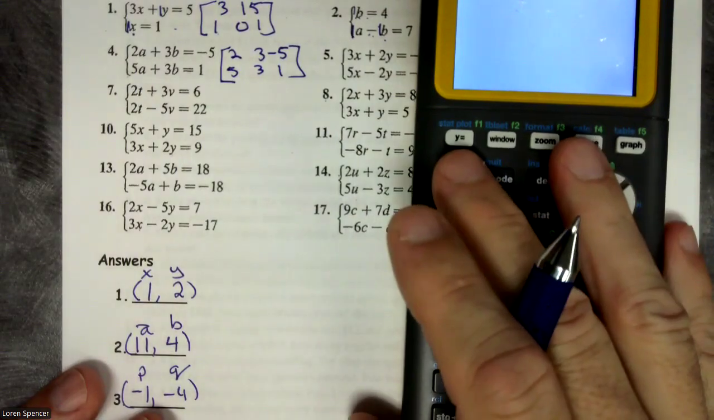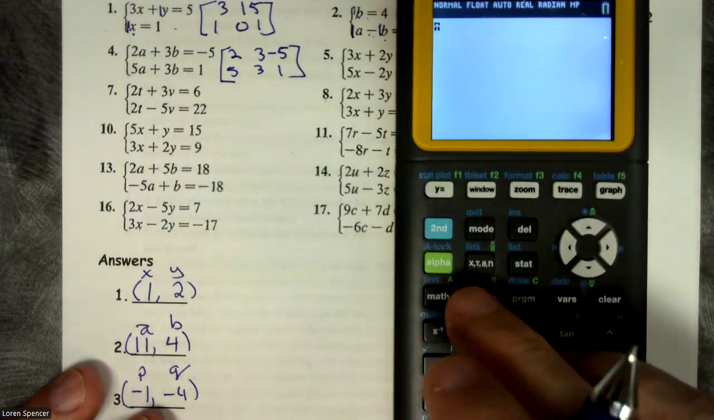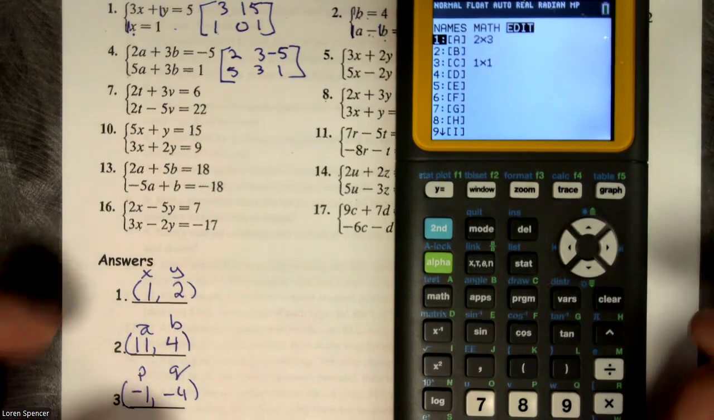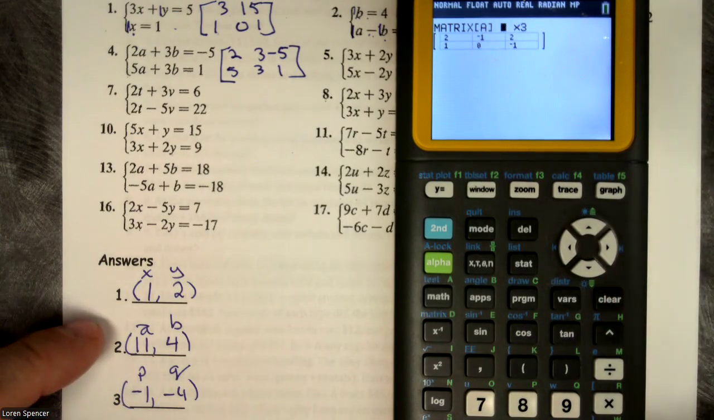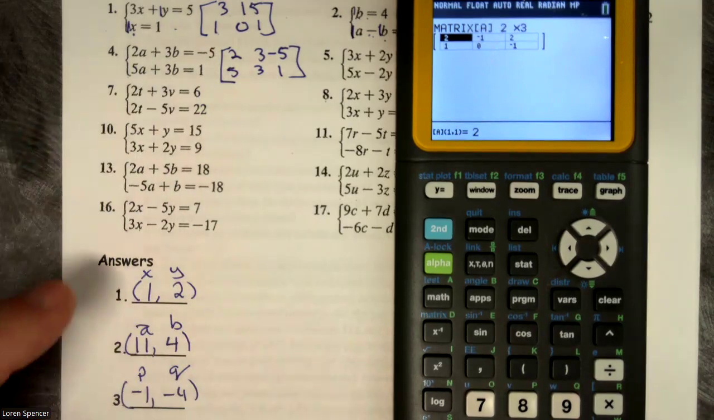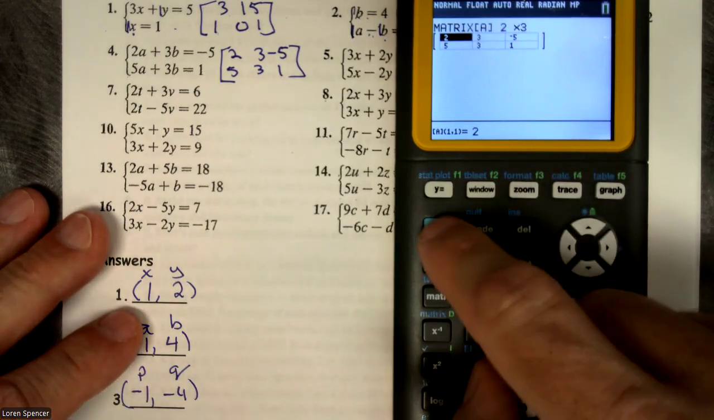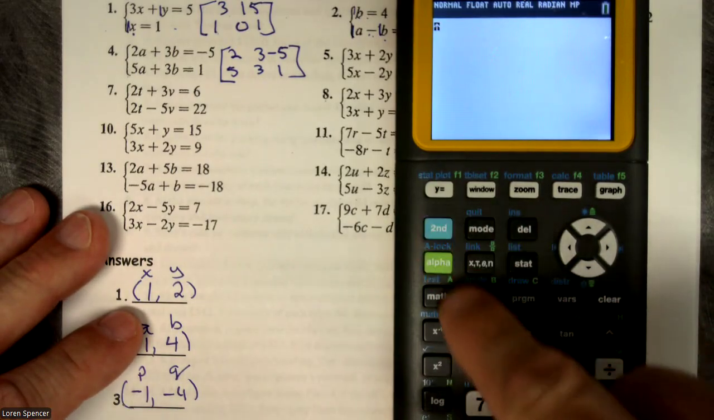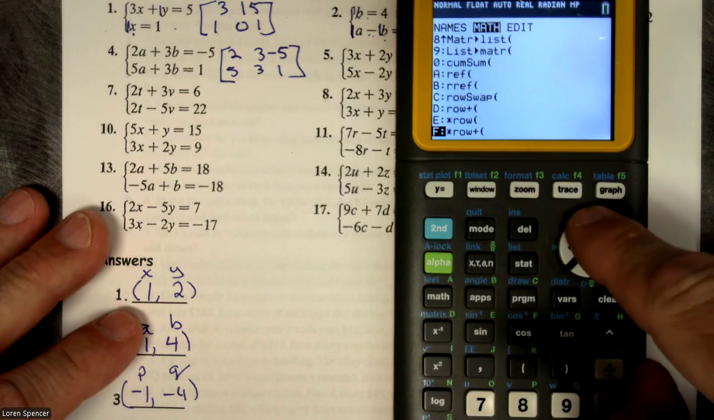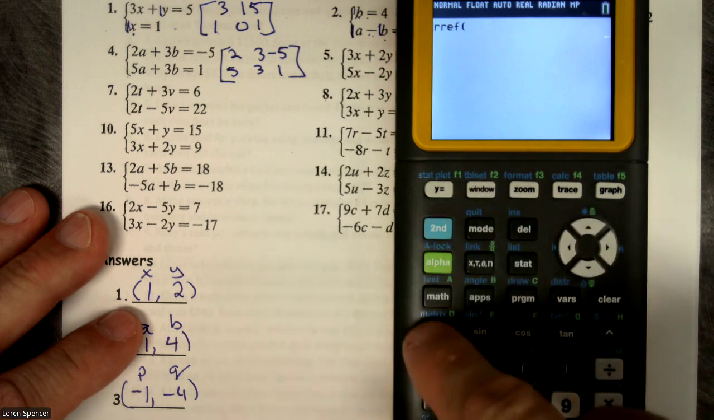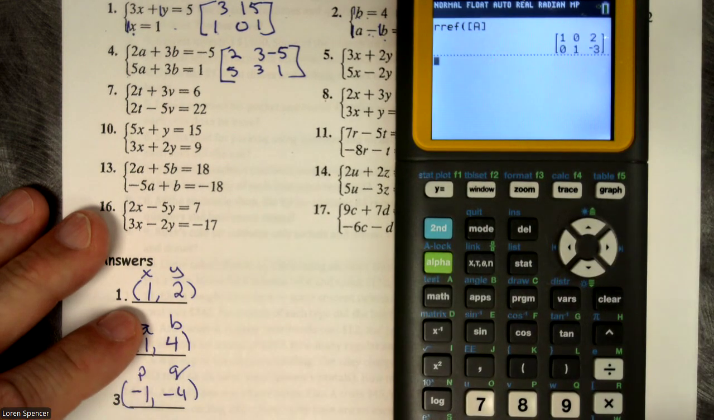Once again, press the blue button, press matrix, arrow to math, arrow to edit, because you're entering the matrix, and we have to enter the data. So 2, enter, 3, enter, -5, enter, 5, enter, 3, enter, 1, enter. Once you have it entered, press blue mode, then go blue matrix math. Scroll way down to letter B, RREF, press enter, and press blue matrix again, and press enter twice.